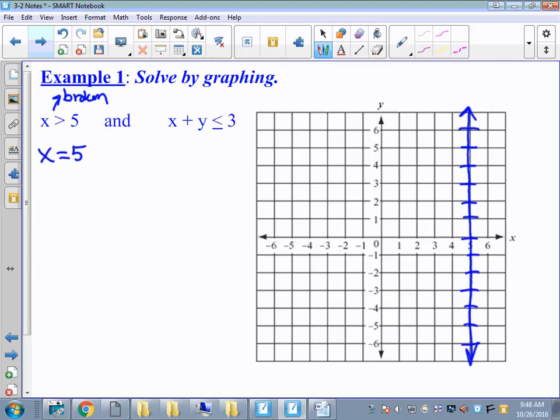and now I'm going to shade that area. So remember, when we shade, we pick a point not on the graph like 0, 0. I'm going to check the point 0, 0. I'm going to plug it into the inequality. Is 0 greater than 5? 0 is not greater than 5, so that's false. And so I'm going to shade to the right where 0, 0 is not.